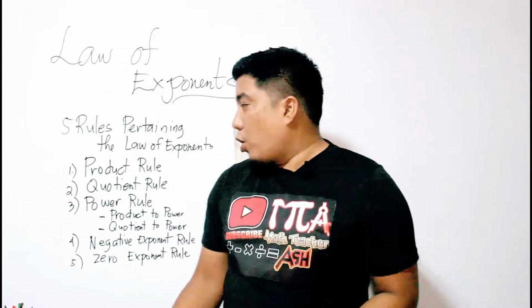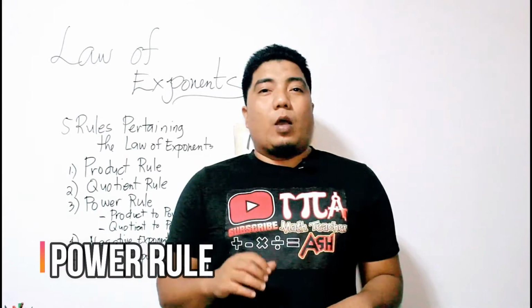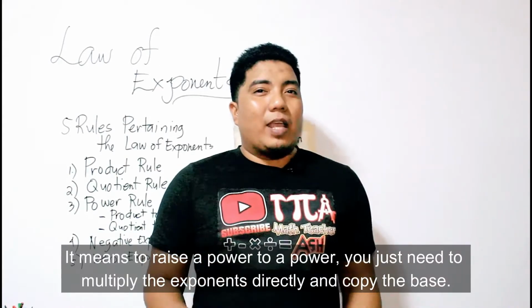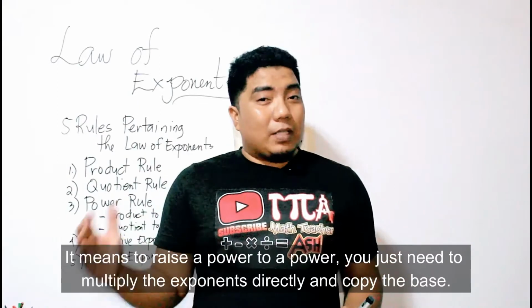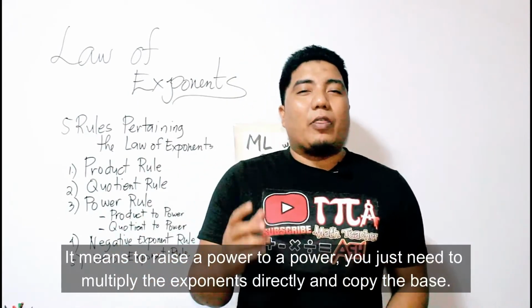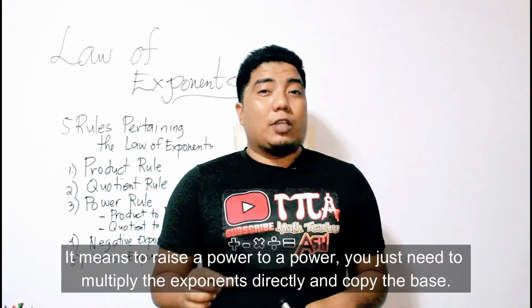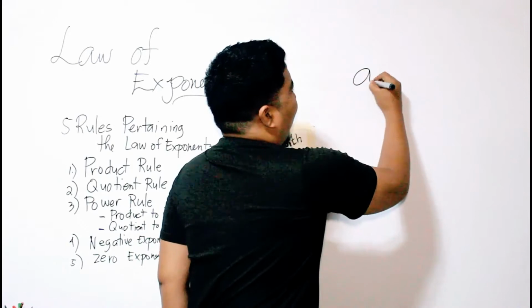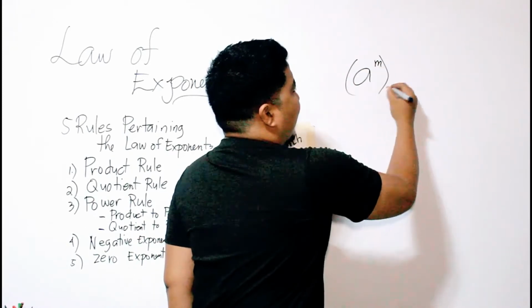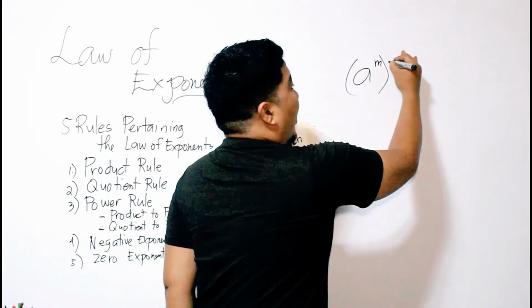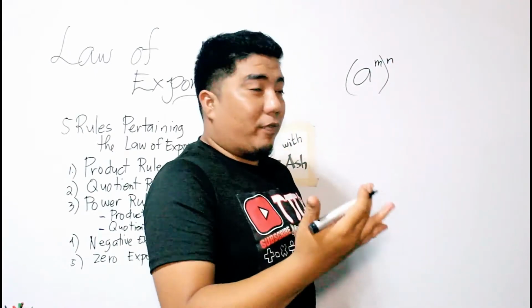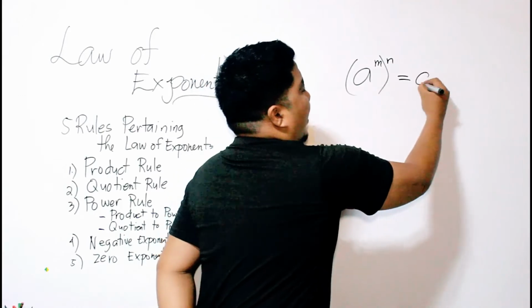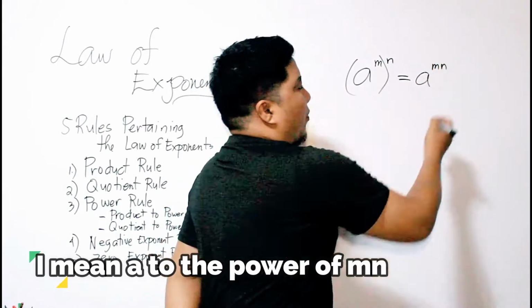For the third rule, we have the power rule. What does the power rule state? When an expression with an exponent has been powered up even more to another exponent, what you will do is multiply those exponents. What does that mean? If you have a to the power of m, and then this is powered up to another exponent n, you just multiply m and n, and that will give you a to the power of mn.